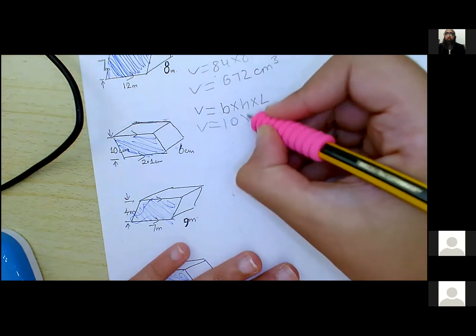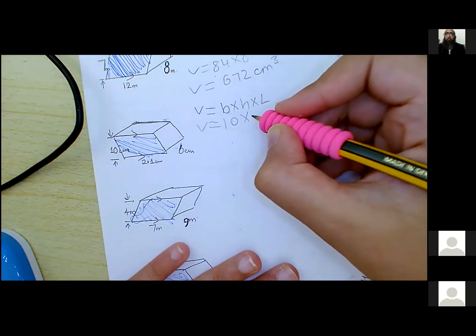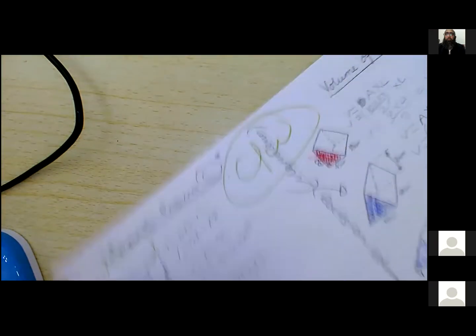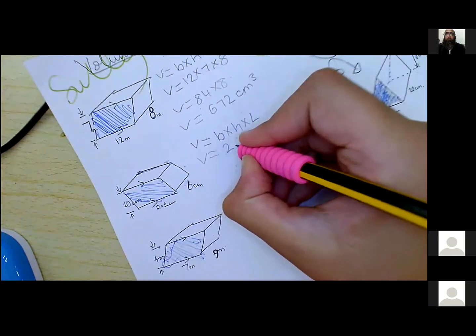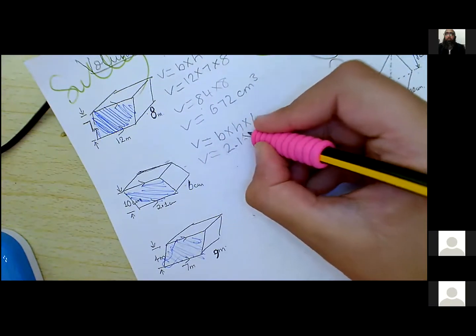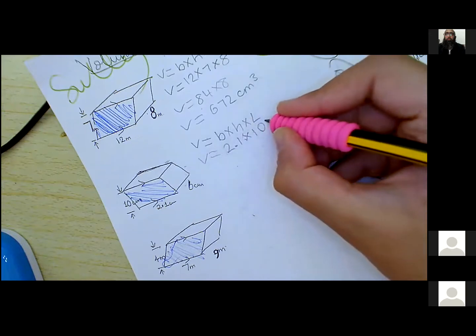So what's the base? You've got the numbers in the wrong place, Suleiman. Come on. Is the base 2.1? There's no point in having a formula if you don't use the formula properly. 2.1, do it properly, times by 10. That's better. Times by 6.